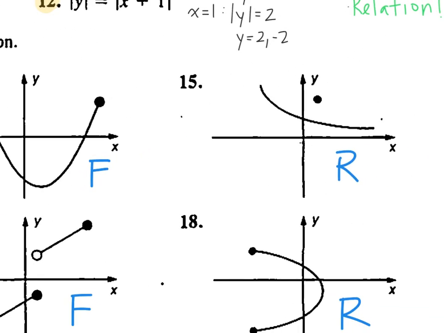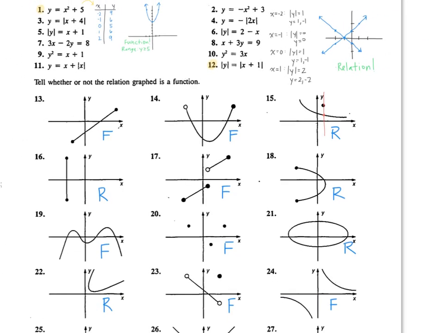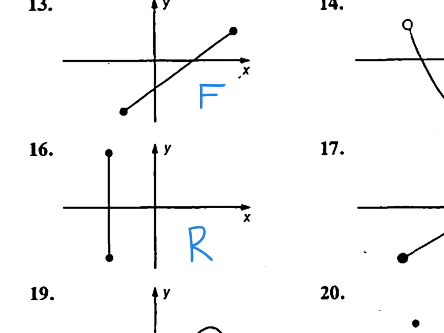Okay, so if we were to draw a vertical line through this point, we see that it crosses our graph here, and we've got that point here. One x value has two y values. Doesn't pass the vertical line test. It's a relation. All right. Number 16 is a vertical line. One x value has multiple y values. So vertical lines, even though we hear the word line, are a relation. It's not a function.